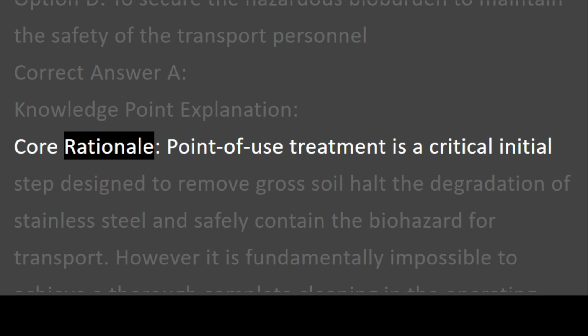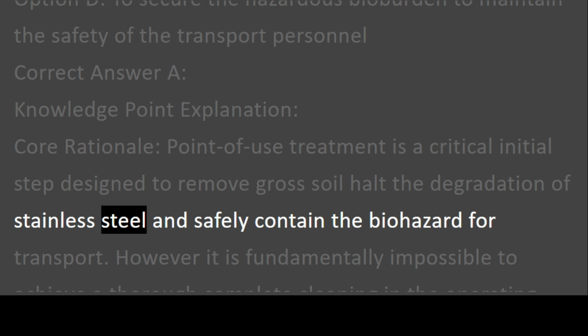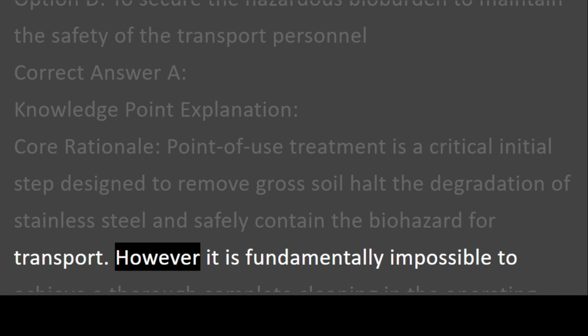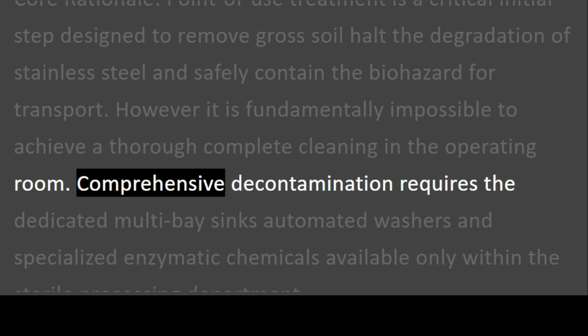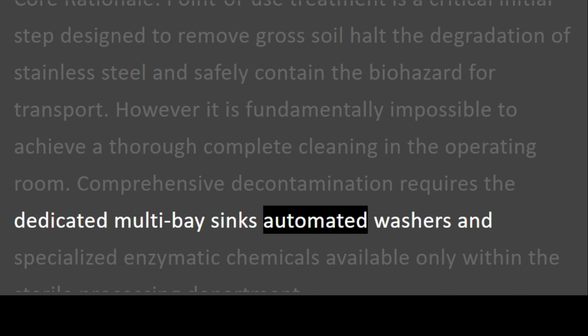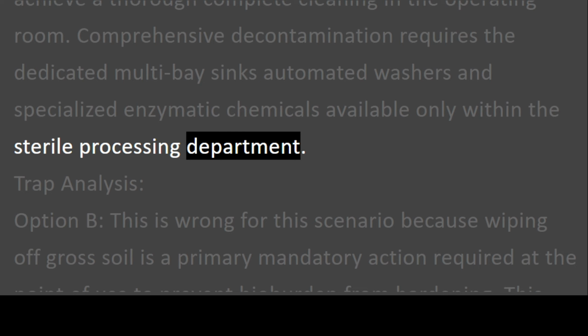Core rationale. Point-of-use treatment is a critical initial step designed to remove gross soil, halt the degradation of stainless steel, and safely contain the biohazard for transport. However, it is fundamentally impossible to achieve a thorough, complete cleaning in the operating room. Comprehensive decontamination requires the dedicated multi-bay sinks, automated washers, and specialized enzymatic chemicals available only within the sterile processing department.